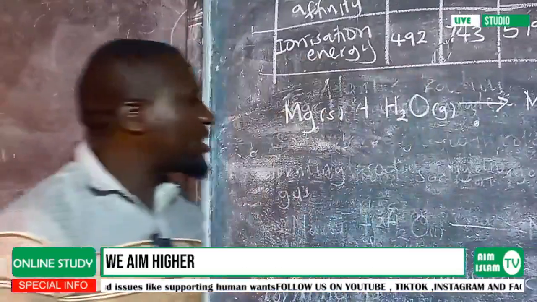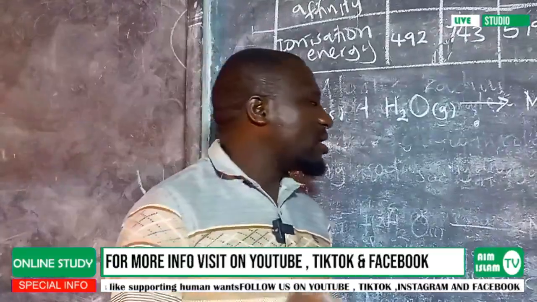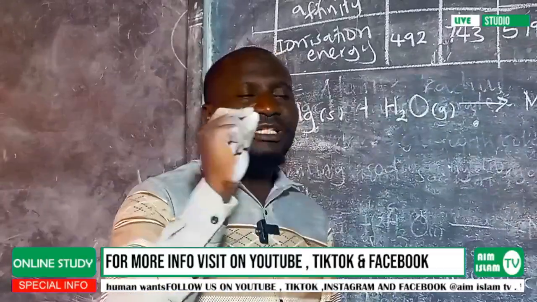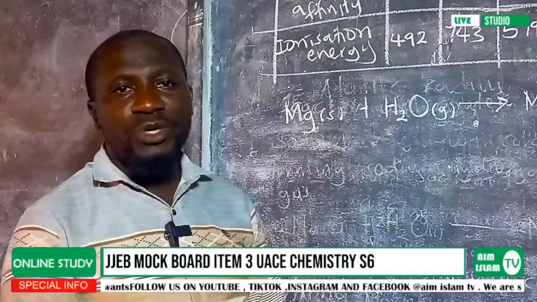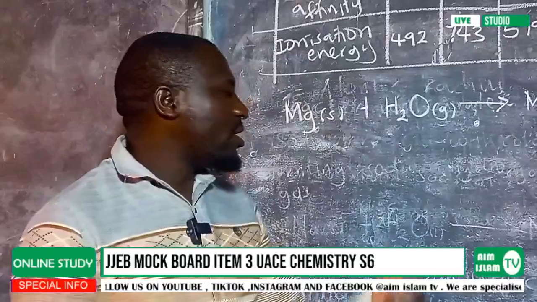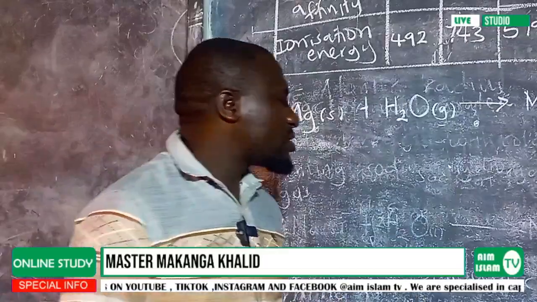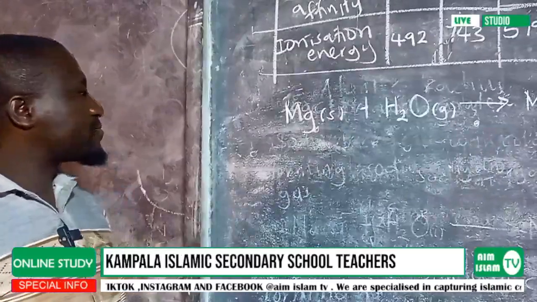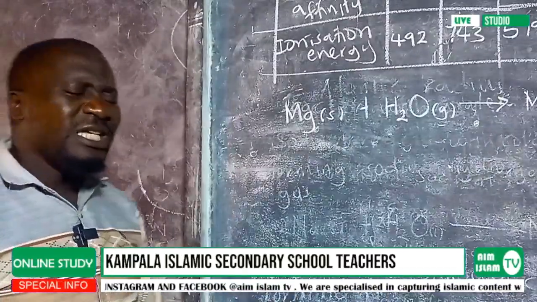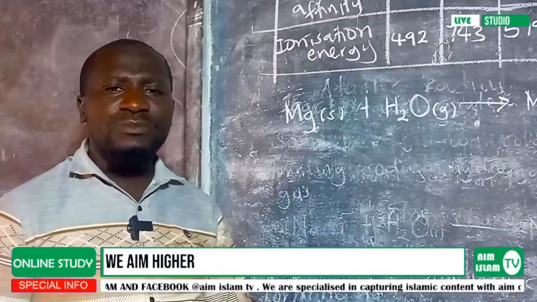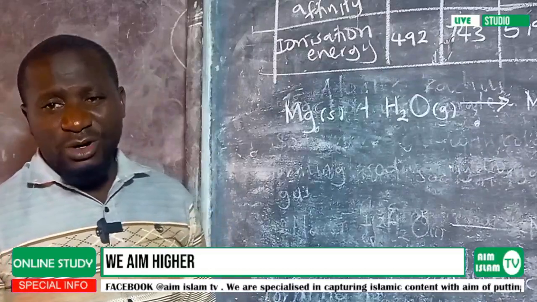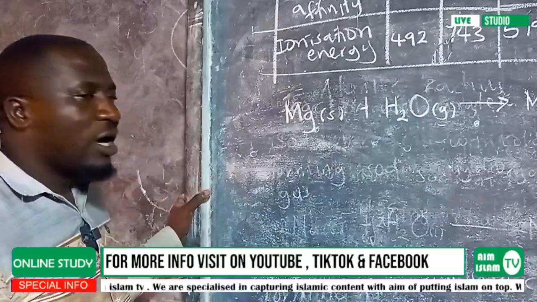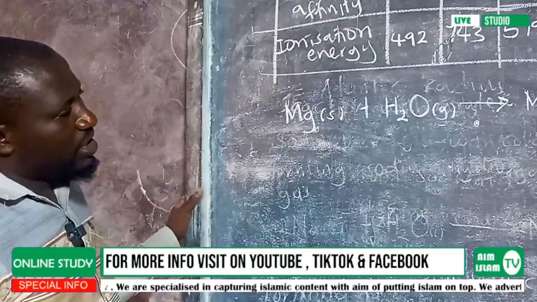That's the reason why aluminium does not react with cold water, because the forces in aluminium are not enough to weaken the forces in water molecules. But when you heat aluminium, it can react with steam, forming aluminium oxide and hydrogen.